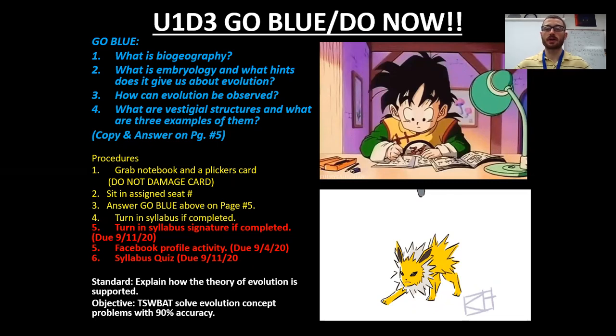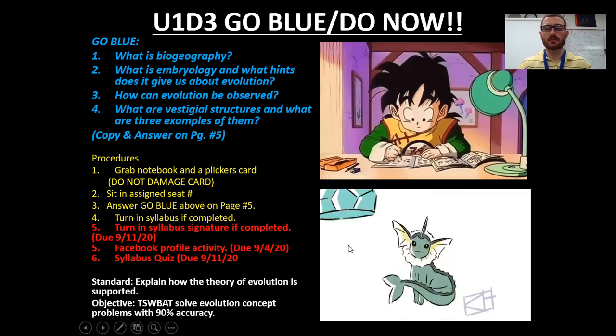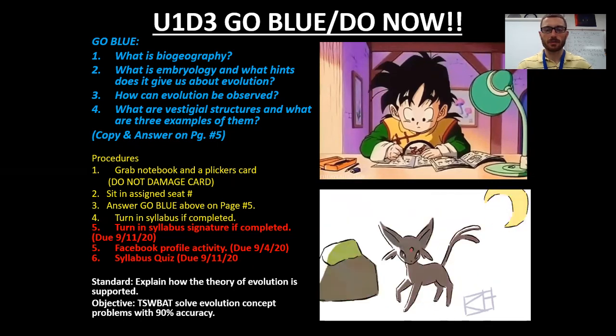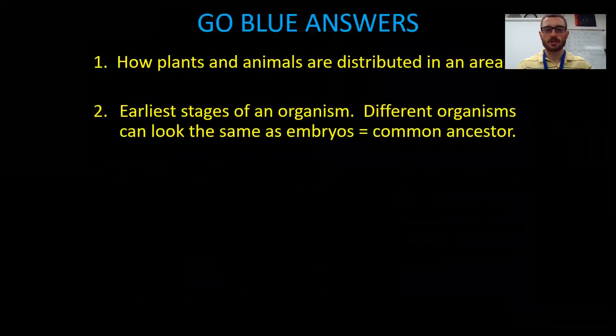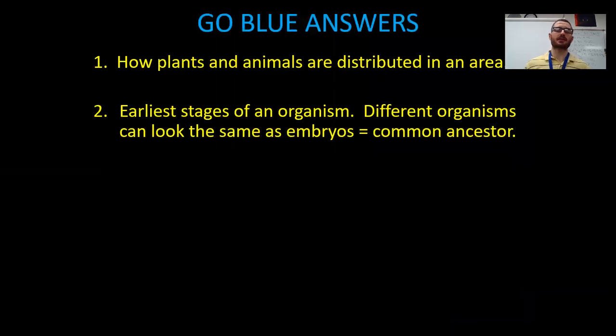We've got our questions, so let's go ahead and keep things quick and move through and discuss our Go Blue. So what is biogeography? Well, biogeography, guys, think of the word geography. Biogeography is the way in which plants and animals are distributed in an area.